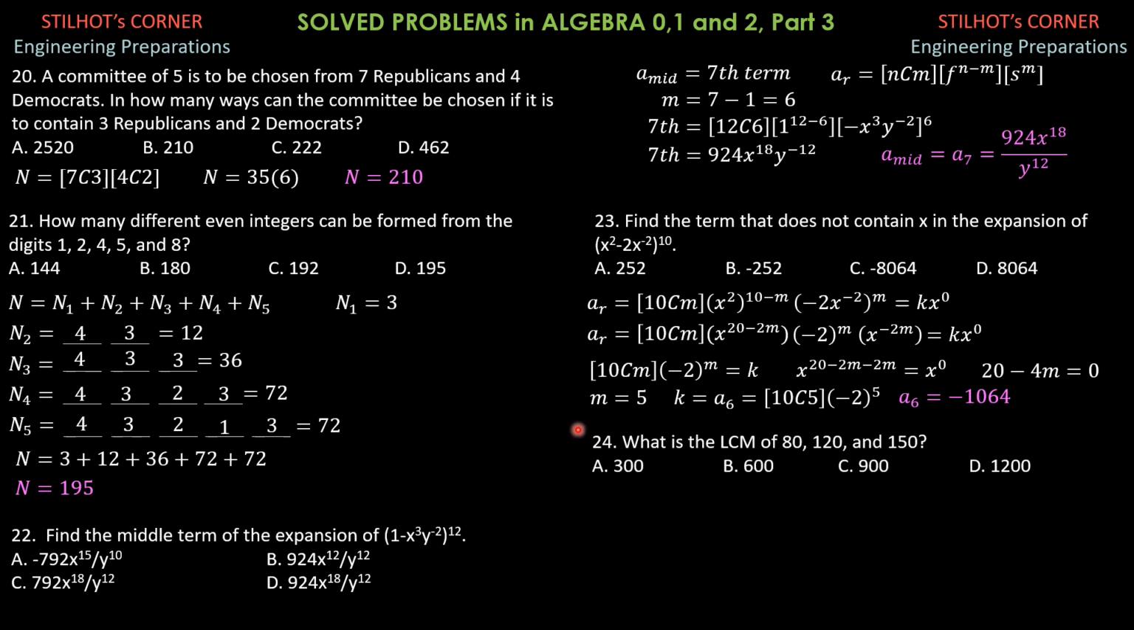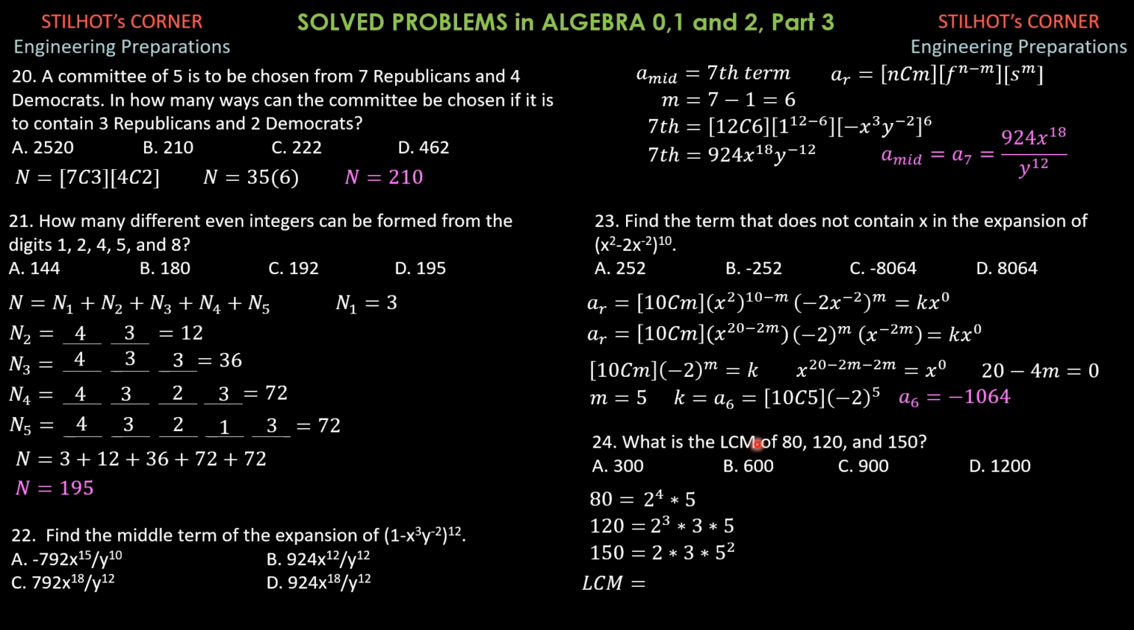24. What is the LCM of 80, 120, and 150? So we factor each first. 80 is 16 times 5, so 2⁴ times 5. And 120 is 12 times 10, so that would be 2² times 3 times 2 times 5, so 2³ times 3 times 5. While 150 is 15 times 10, 3 times 5 times 2 times 5, so 2 times 3 times 5².